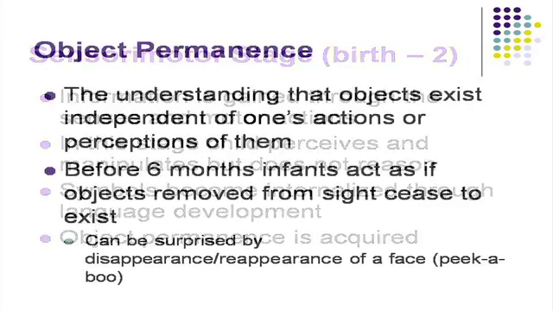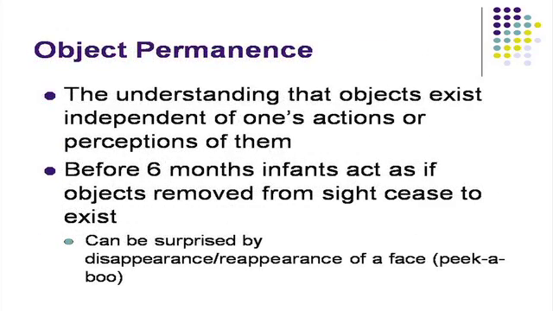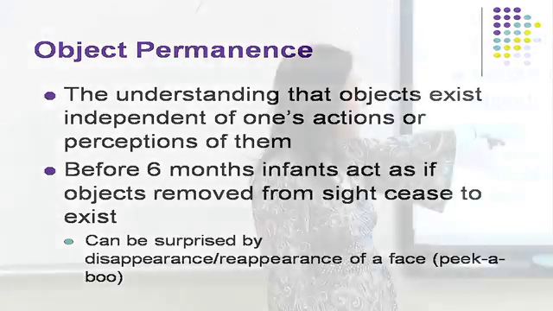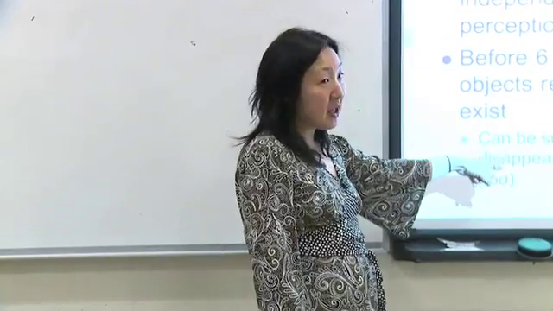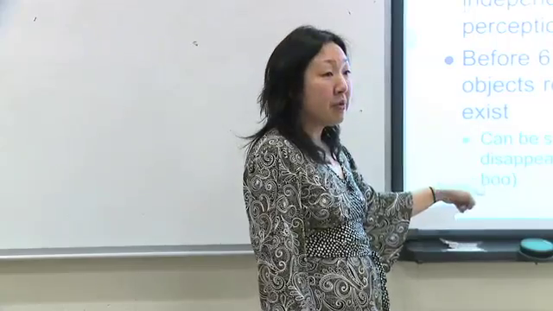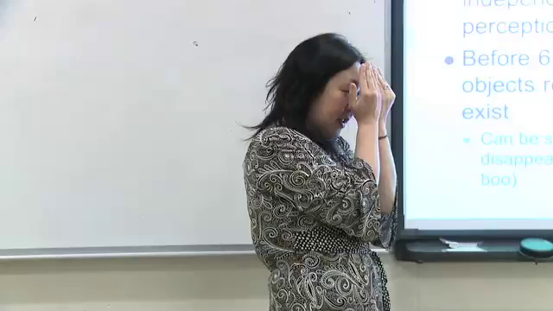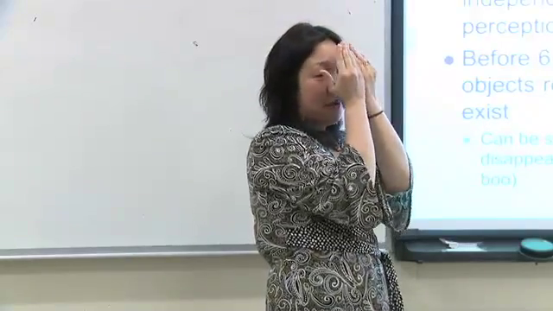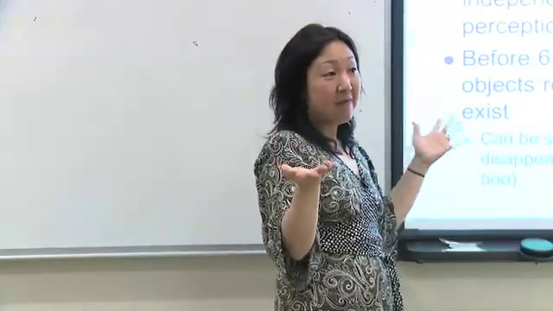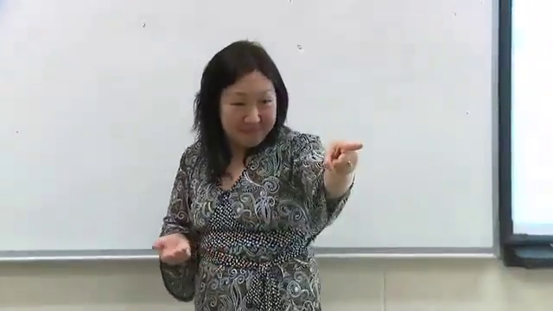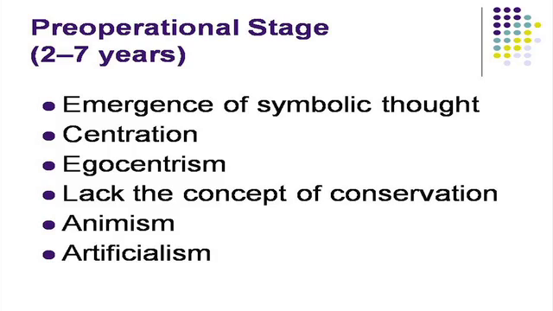Object permanence is acquired. The understanding that object exists independent of one's actions or perceptions of them. So the babies drop the toy, they think it's gone forever. All right? But after 6 months, they know that although the toy is not seen by them because it's dropped, they know that it's over there. Make sense to you? That's object permanence, okay? Before 6 months, infants act as if objects removed from sight cease to exist. That's why it makes sense to you now. Babies can be surprised by peekaboo because when we cover our face, the baby thinks that the face is gone forever. But then when they reappear, that's the concept of object permanence, okay? It's so exciting. Exactly.